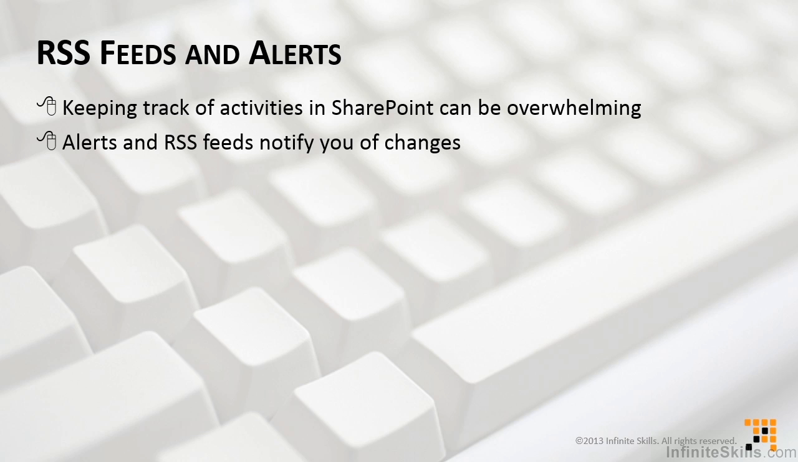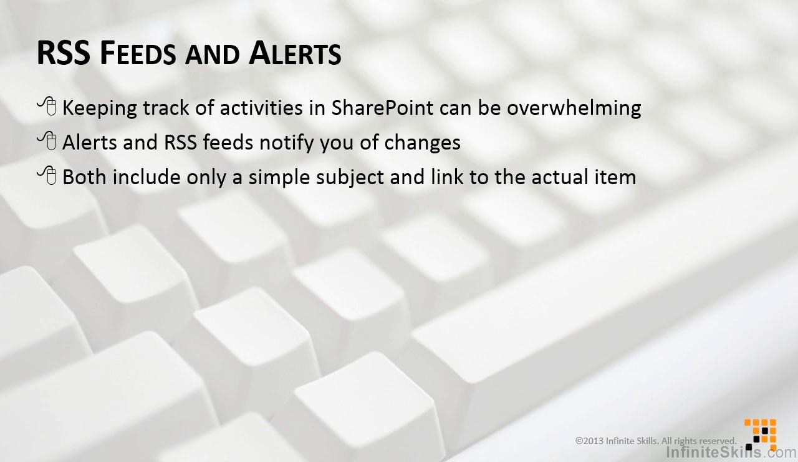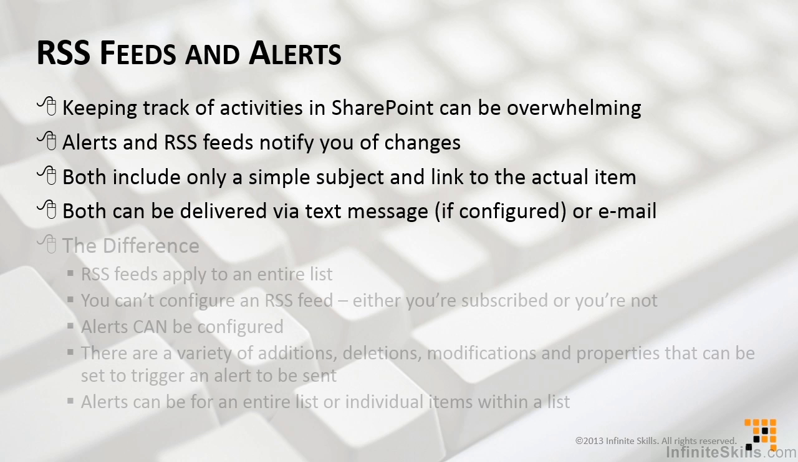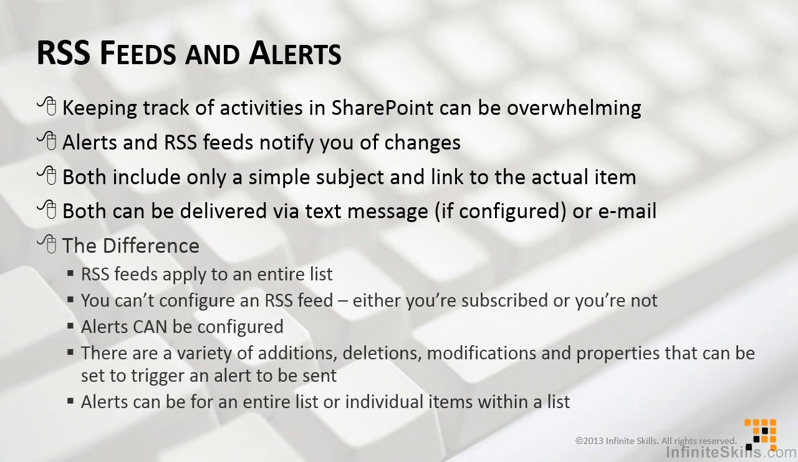They, again, kind of like lists and libraries, are similar yet different. Both of them include only a simple subject and link to the actual item. It doesn't give us the entire detail when it notifies us. Both can be delivered via text messaging, if that's configured for your version of SharePoint, or they can be delivered via email. The differences then are that RSS feeds apply to an entire list. And you can't configure an RSS feed. It's either subscribed or not, basically on or off.